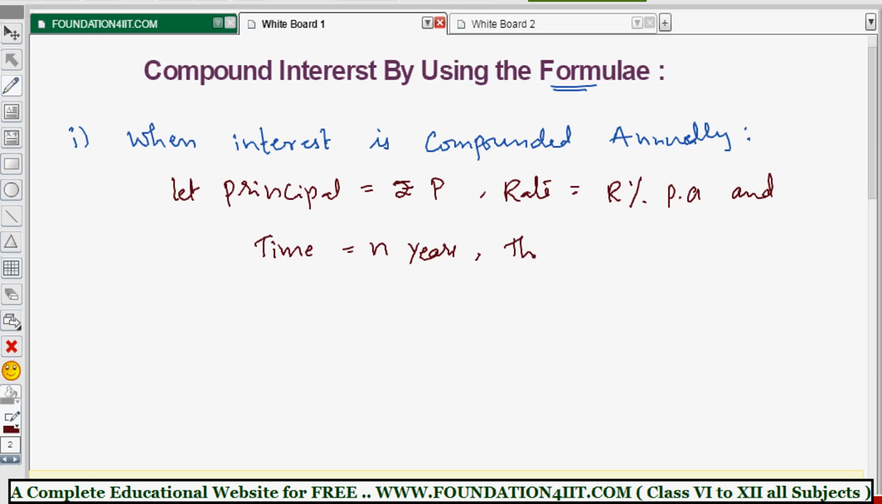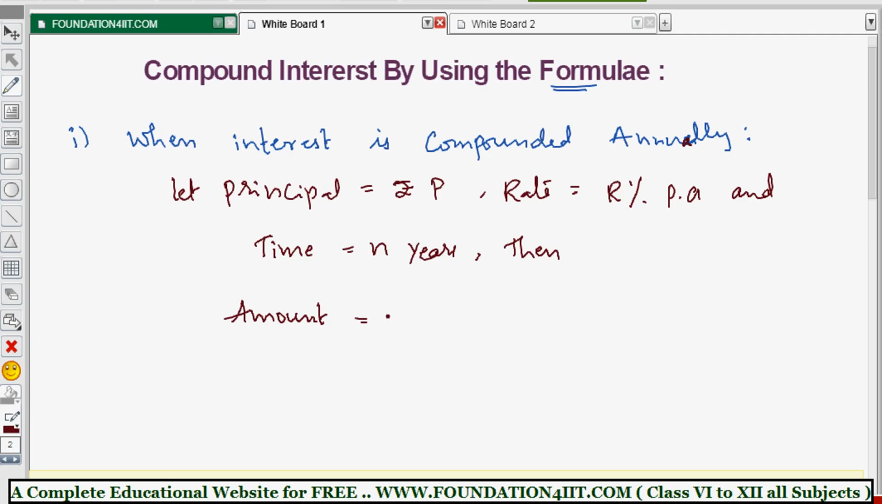If the given data is like this, P, R, N, where P is the principal, R is the rate of interest, and N is the number of years, because it is compounded annually, we can directly find the amount. For example, if it is 3 years, in the place of N we take 3. We will see the problems later.